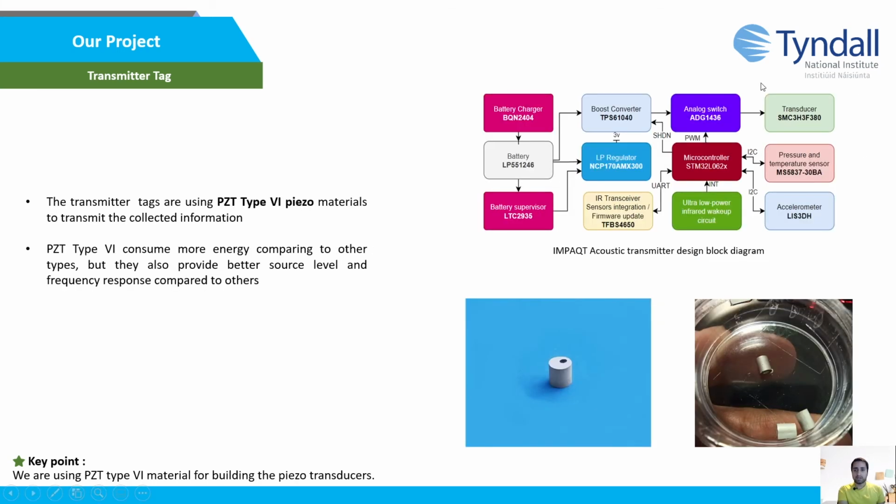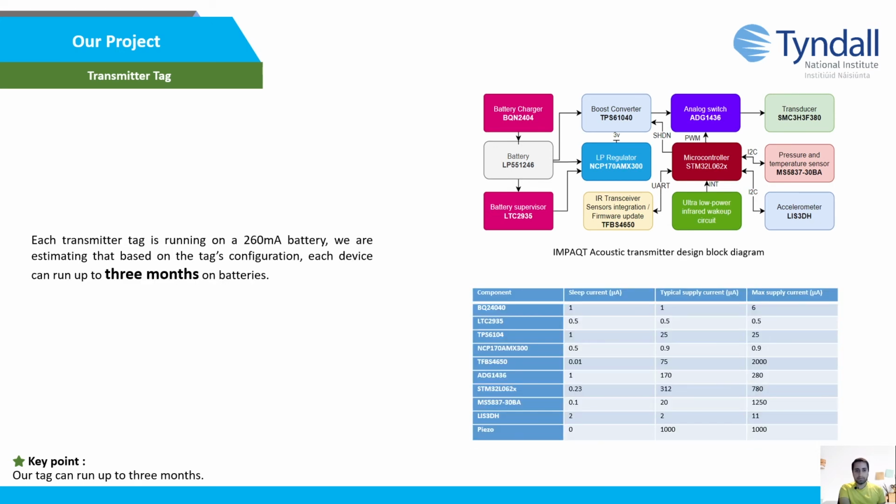Transmitter tags are using piezo type 6 transducers to transmit the acoustic signals. Piezo type 6 transducers consume more energy compared to other piezo transducers, but they also provide a better source level and frequency response compared to other materials. Each transmitter tag is running on a 260 milliampere-hour battery, and we are estimating, based on this table, that they can run up to 3 months on a single charge.